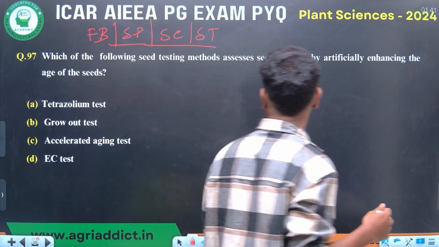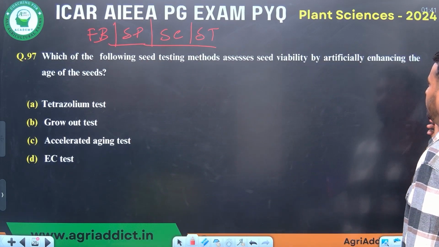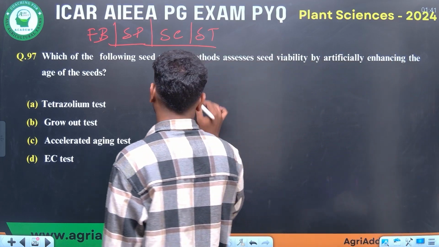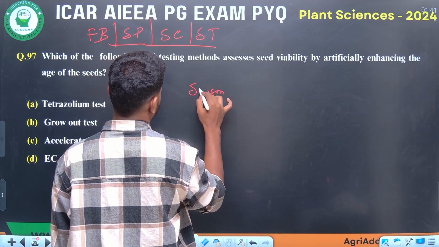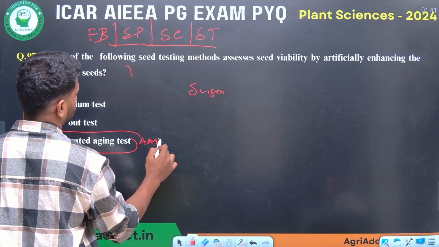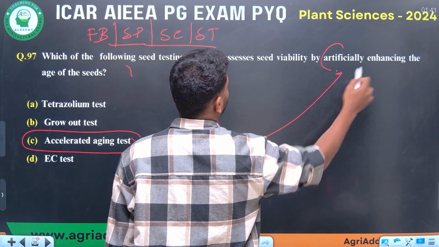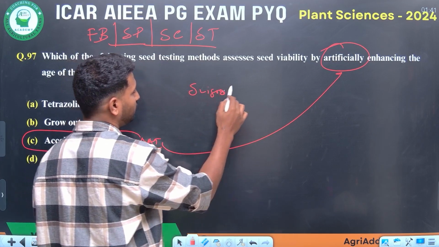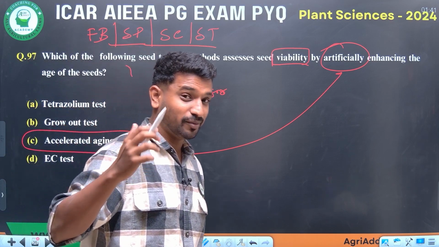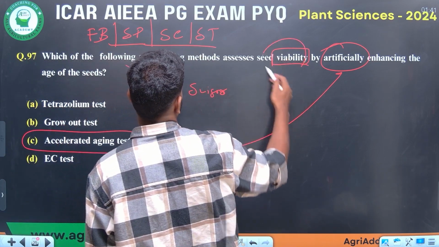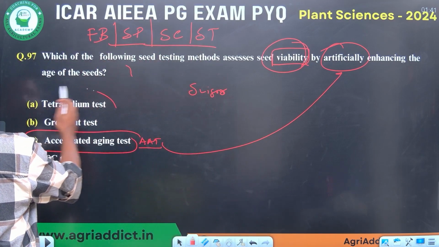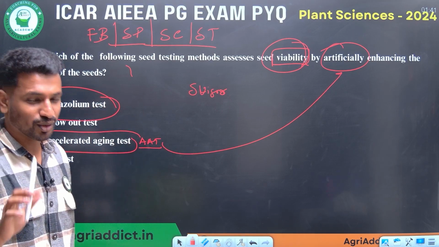Which of the following seed testing methods is used to assess the seed viability by artificially enhancing the age of seed? So now you will definitely ask me, sir, you told that this is in the seed vigor, the test which has been mentioned here, which is the accelerated aging test. This is the one which is artificially aged, but this was actually under seed vigor, but here they are asking about viability. So the students will definitely commit this mistake. As soon as they see viability, they think that for viability we have only one test, which is the tetrazolium test, and they will mark the tetrazolium test. But please do not make this mistake.